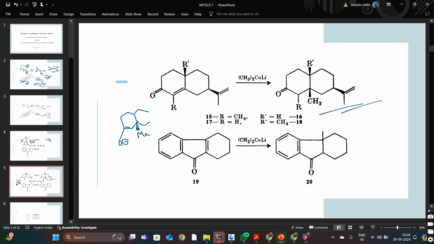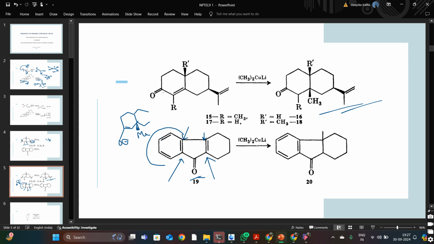Now in the next question, again you have this alpha beta unsaturated ketone. It is not only alpha beta unsaturated from this side, it is also benzylic from this part, because this phenyl ring is fused with the ring which is containing this keto group. So you have again two different moieties, and you have to select one of them: this methyl nucleophile will attack at this position or this position.